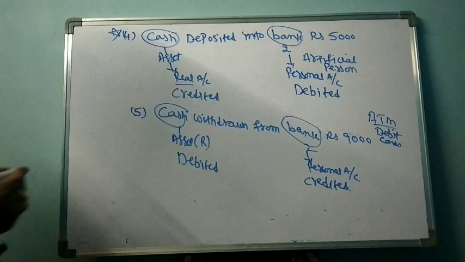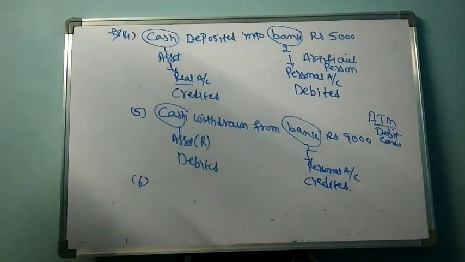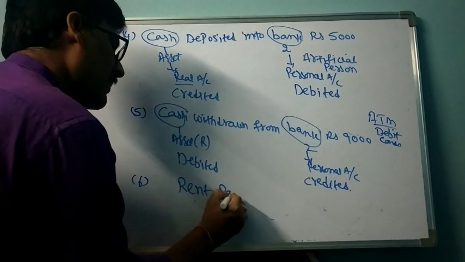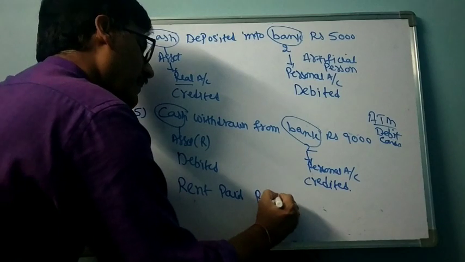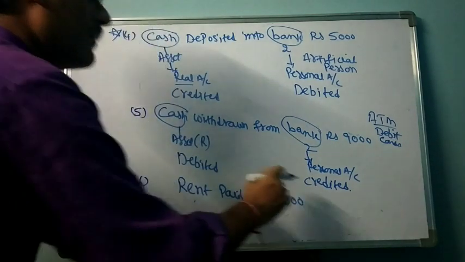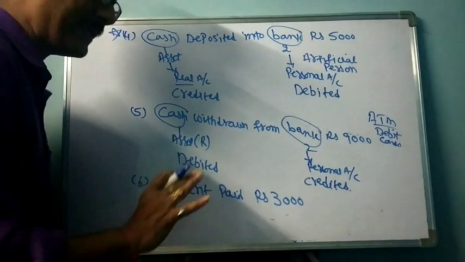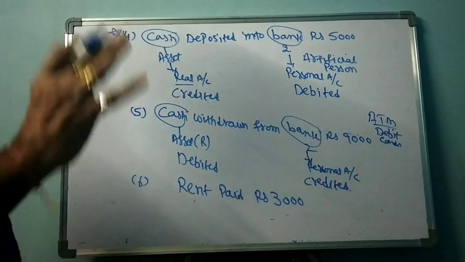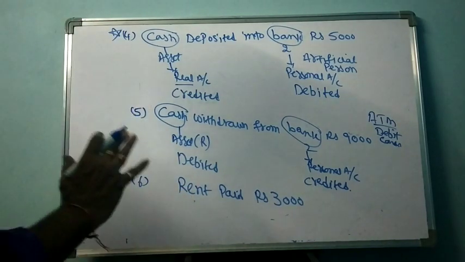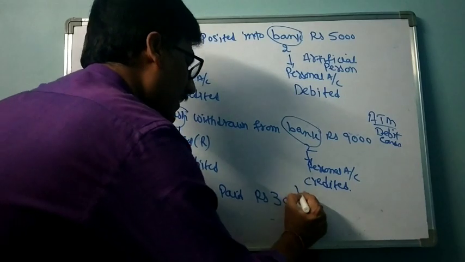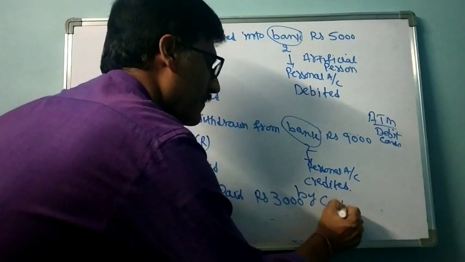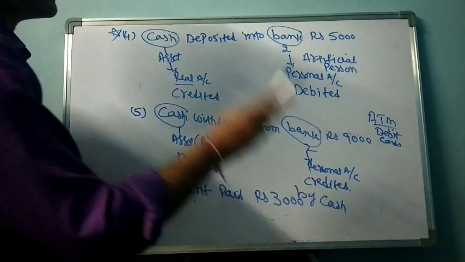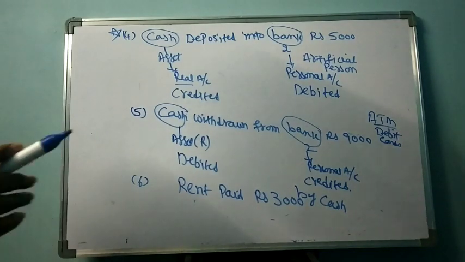This is the fifth illustration. Again, the sixth one is also a very important transaction, that is rent paid. Rent paid rupees 3,000. If nothing is mentioned in the transaction, whether we are paying rent in the form of cash or in the form of check, nothing mentioned means default assumption, you should assume that the mode of payment is by cash only. You should write here: rent paid by cash. If they don't give it in the problem also, you should make a note like this. You paid rent by cash. The mode of payment is cash.